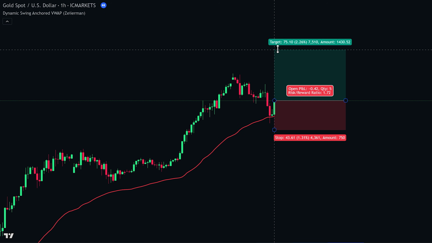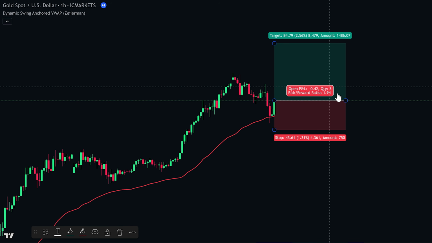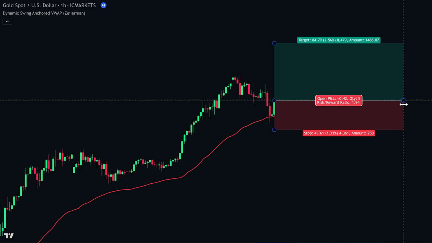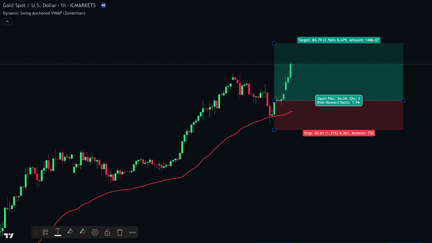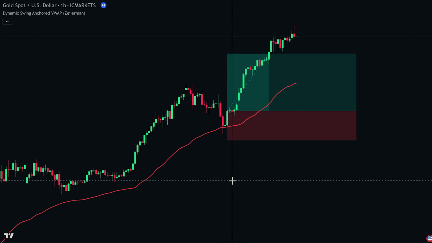Your first target is the recent swing high. And if momentum continues, you can trail your stop and let it run. This trade is all about catching the continuation after the retest.